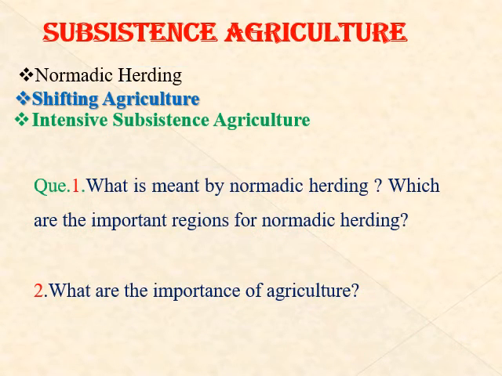Okay, students, what do you mean by subsistence agriculture? Listen, it is the earliest type of farming which is carried out at small scale by farmers to grow food for personal or community consumption. That means in this type of agriculture, farmers grow a wide range of crops based on the needs of their families or community. This type of agriculture is still common in less developed parts of the world. Subsistence agriculture includes nomadic herding, shifting agriculture, and intensive subsistence agriculture.